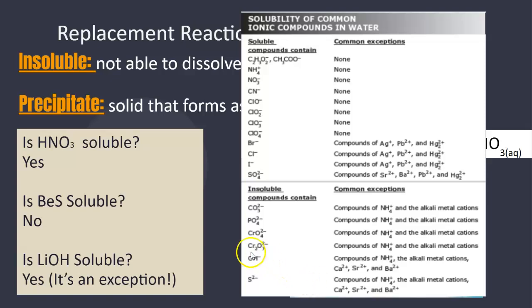LiOH, so now we're looking for OH. OH is insoluble, but if we look at the exceptions, alkali metals are exceptions, meaning when things are bonded to OH, it is normally insoluble, but since Li is an exception, LiOH is soluble. So it's an exception to the norm.